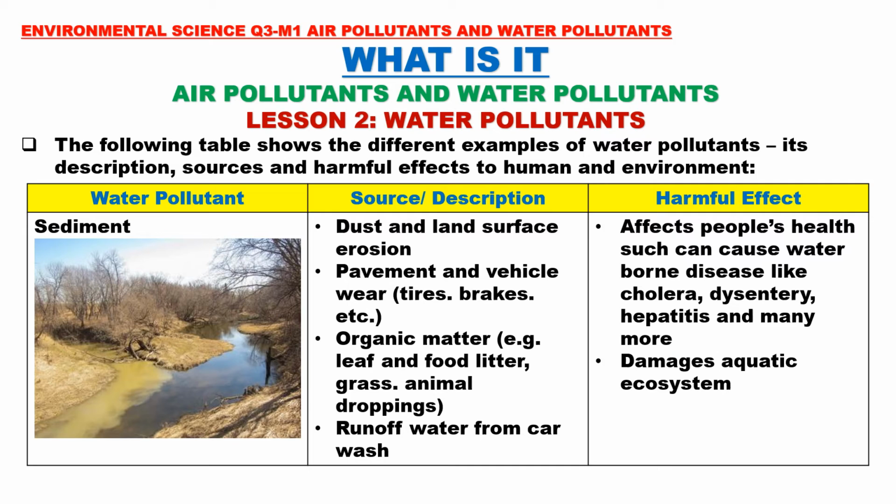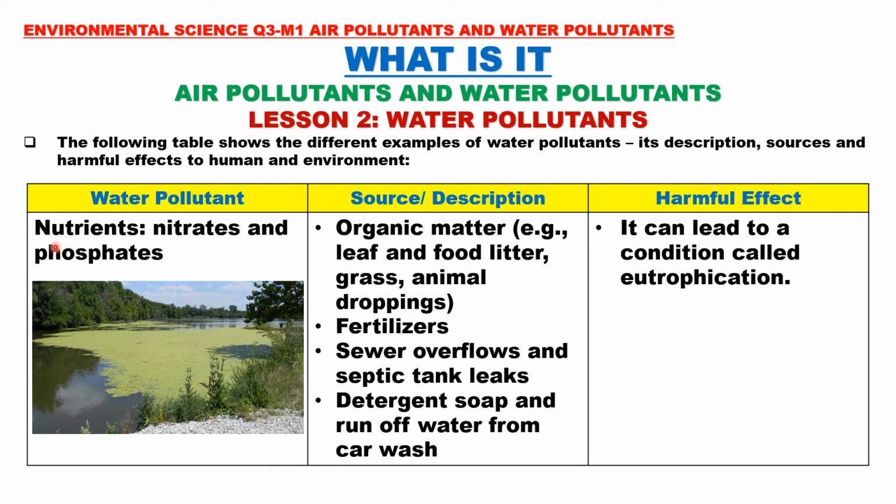The following table shows the different examples of water pollutants, its description, sources, and harmful effects to human and environment. The first one is sediment. It comes from dust and land surface erosion, pavement and vehicle wear, tires, brakes, etc. Organic matter like leaf and food litter, grass and animal droppings, runoff water from car wash. It affects people's health such as it can cause waterborne diseases like cholera, dysentery, hepatitis, and many more. It also damages aquatic ecosystem.